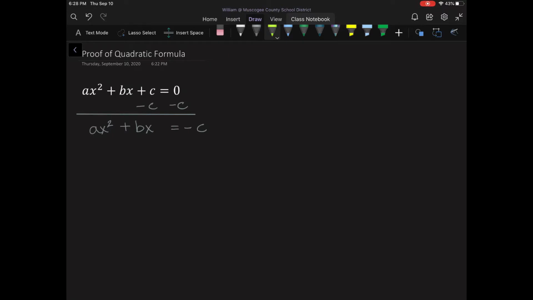Step 2 is you divide every term by the leading coefficient. So I'll go through here and I'll divide every term by a. This is going to leave me with x squared plus b over ax equals negative c over a. So, not too bad right here. The next part is going to get kind of complicated because there's about 3 steps in the next part.